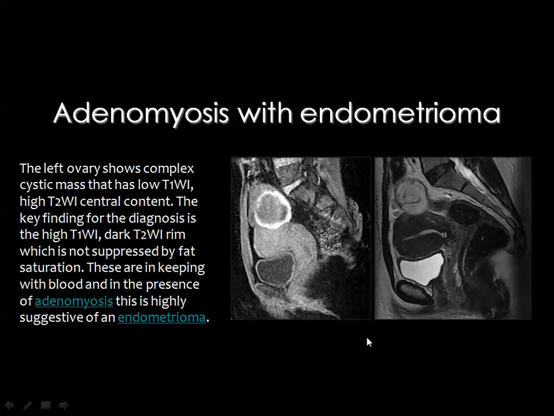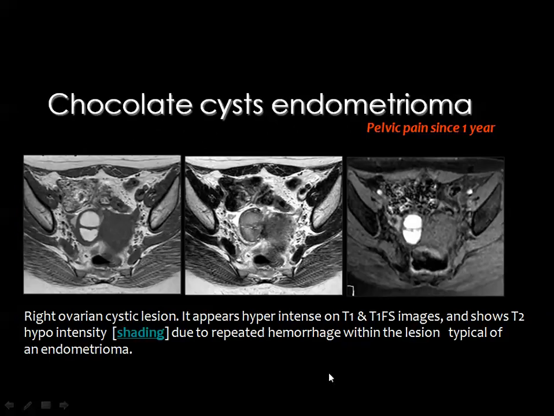Also, one of the signs that can help you to suspect the possibility of an endometrioma is the concomitant presence of uterine adenomyosis. This is a very thickened myometrium with loss of the definition of the junction zone, as I have mentioned before, and this is diagnostic of adenomyosis, and this is an endometrioma in the ovary.